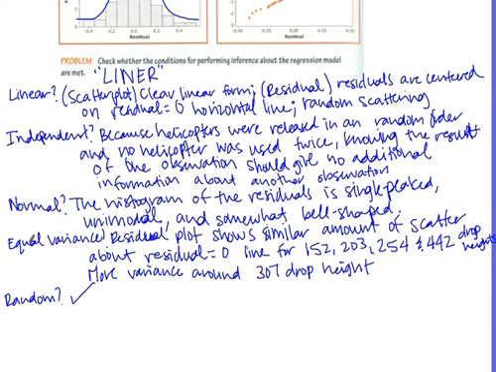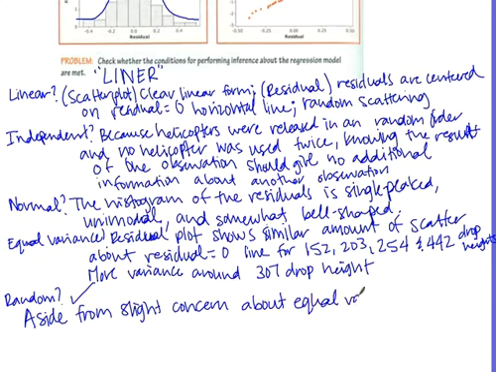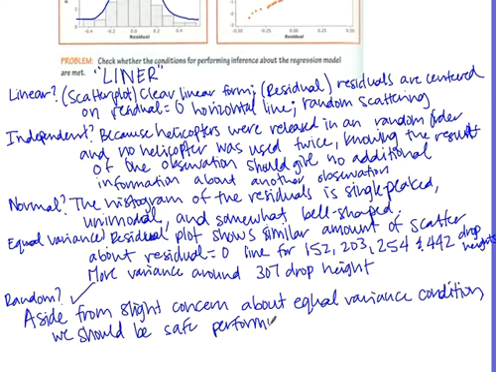What you would say for this one, because we did have just a little bit of an issue here with equal variance, you would say aside from a slight concern about the equal variance condition, and so the problem with that was the more variance around the 307 drop height, we should be safe performing inference about the regression.